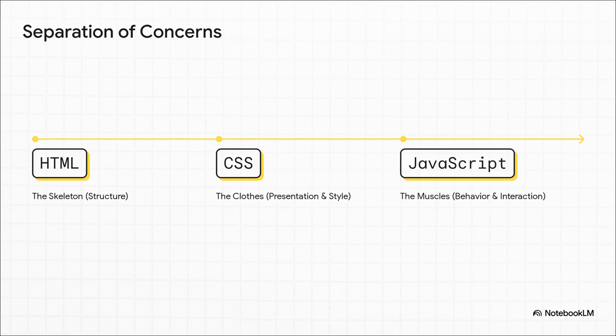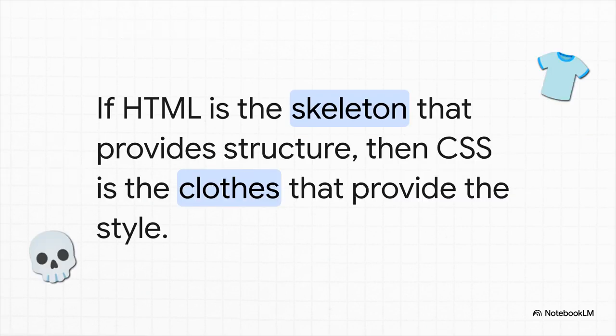To handle all the presentation and style, the colors, the fonts, the layout, we use another language called CSS. And for all the behavior and interactivity, the muscles of the site, we use JavaScript. Let's bring back our analogy one last time, because it just nails this concept perfectly. HTML builds the skeleton. It gives the body its shape. But it's CSS that comes in and provides the clothes, the visual design that actually brings it to life.